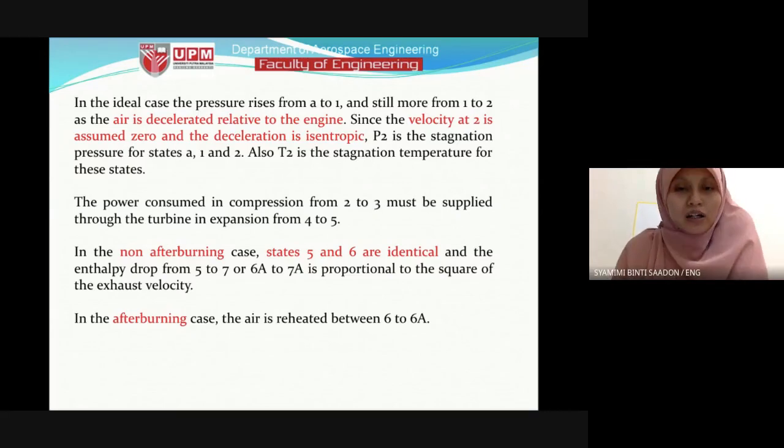Okay, you will see. So actually, we have equations, a general equation for this. We will see these equations next week, inshallah, during the tutorial exercise. So there are some equations that need to be used to define the process. And then the power consumed in compression from 2 to 3 must be supplied through the turbine expansion from 4 to 5. So this is the same as the process I explained just now, except that here we have to include the equation.